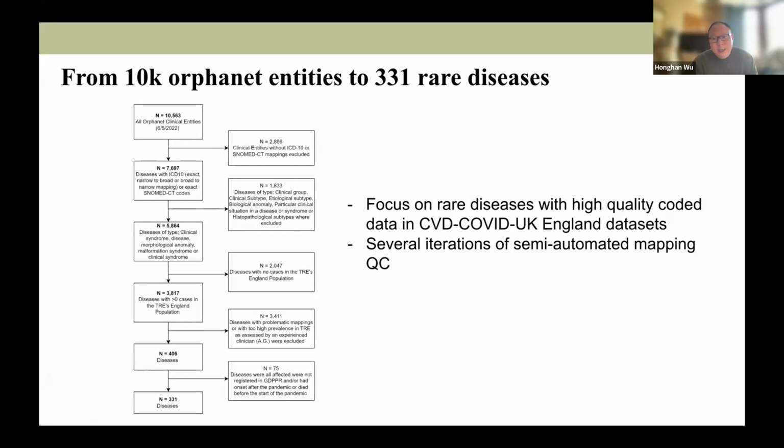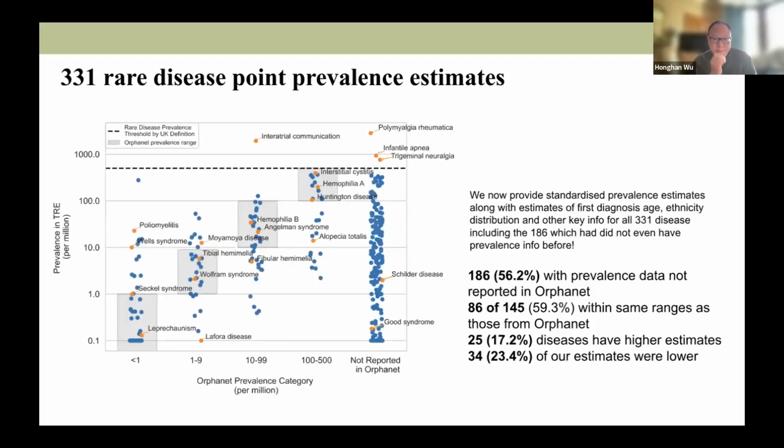Essentially, this slide tells us that out of 10,000 or so entities, we end up with 331 rare diseases which we are confident we have good quality coded data for in our data set. So the rest of this first section of our presentation focuses on the 331 diseases.